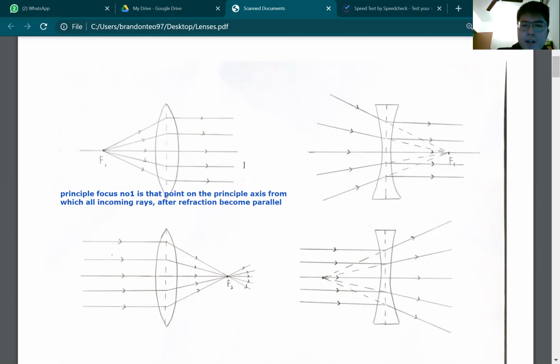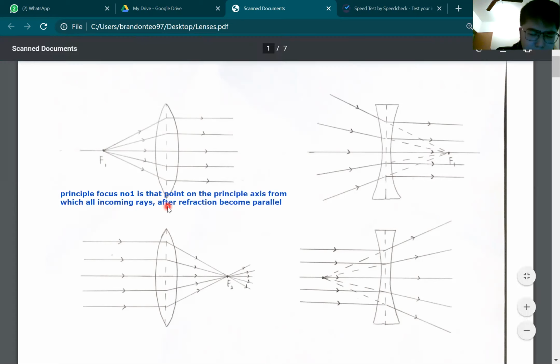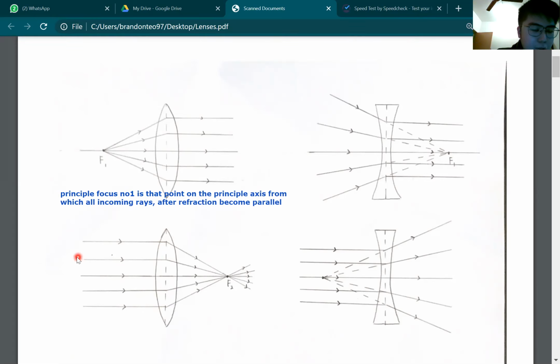Okay, now second one, 我们看 left corner, this one. Now this is still the same convex lens. Now incoming ray strikes, and this time the incoming ray is different. The incoming ray is parallel, meaning that the object is very, very far away. 为什么远远的 object, 它的 light 是 parallel 的? Okay, it has to be parallel. For an object that is very far away, the light ray must be parallel.